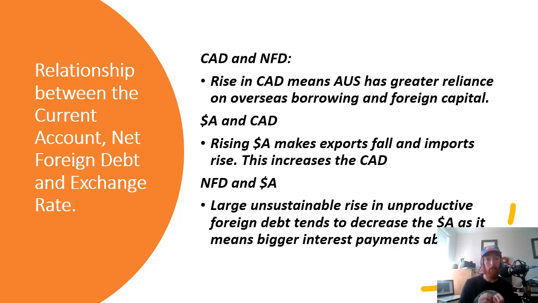With the Australian dollar, or the exchange rate, and the current account deficit: when we have a rising Australian dollar, so when it's appreciating in value, it makes exports fall and imports rise. As the Australian dollar starts to appreciate, we start exporting less because our trading partners do not want to buy our more expensive exports, and consumers start importing more because it's suddenly cheaper to buy things from overseas.